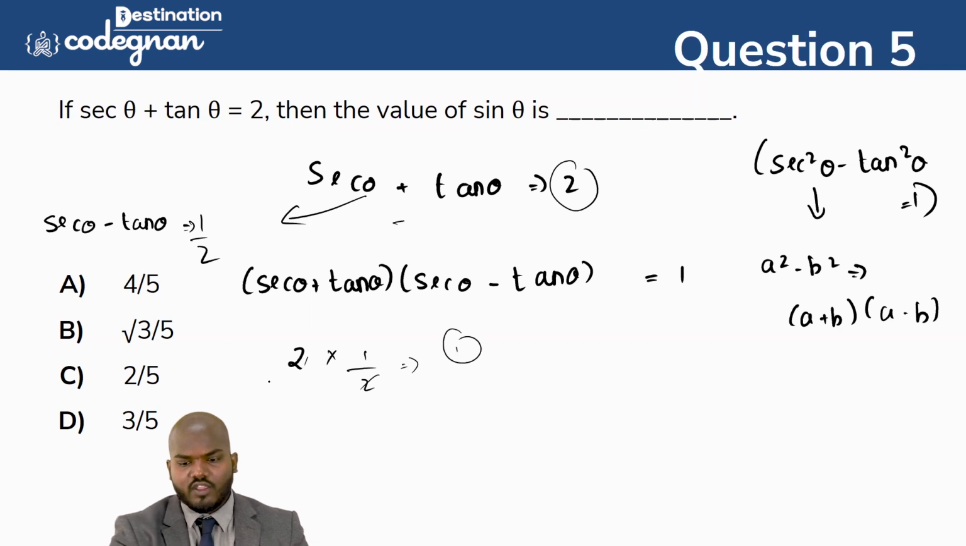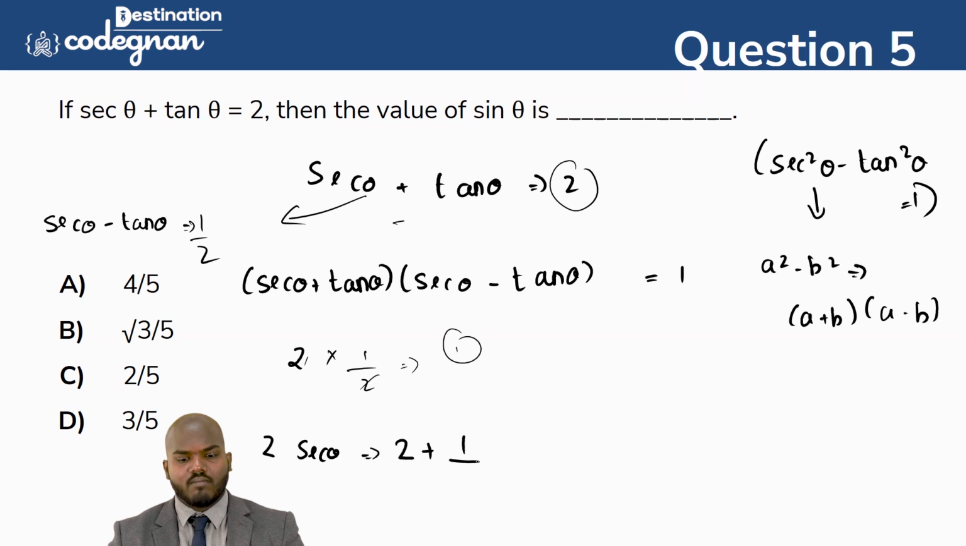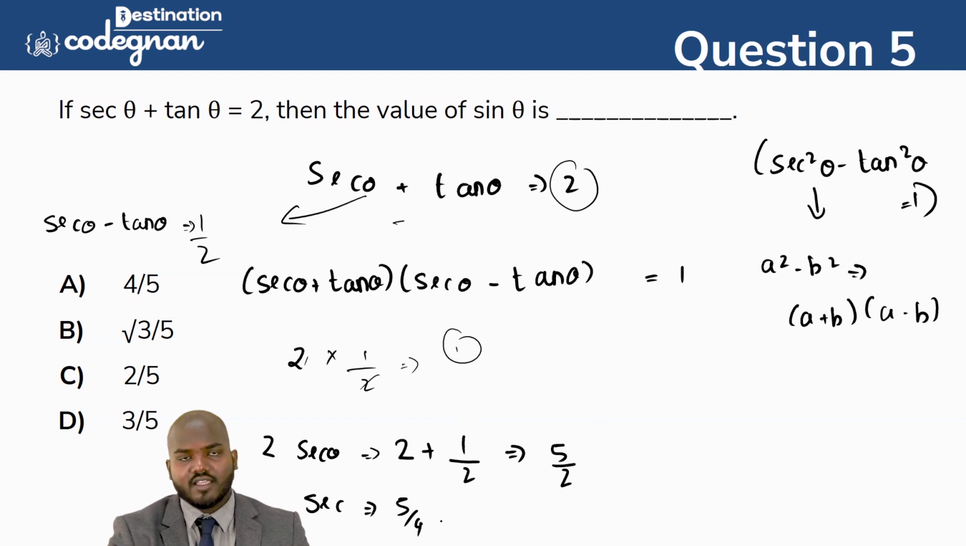Okay, you see this one, if you add the two terms, you just have to take it in a different way, that you must add it. So 2 secant theta is equal to 2 plus 1 by 2. Once you deal with this one, it will give you 5 by 2, so secant theta is equal to 5 by 4. So they are asking for sine theta, right?